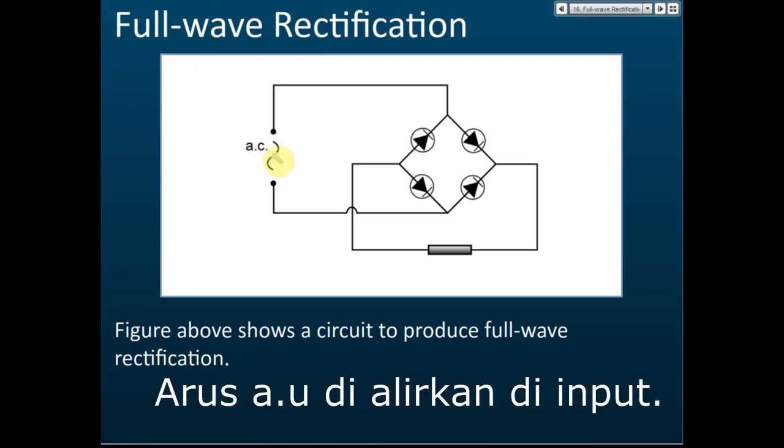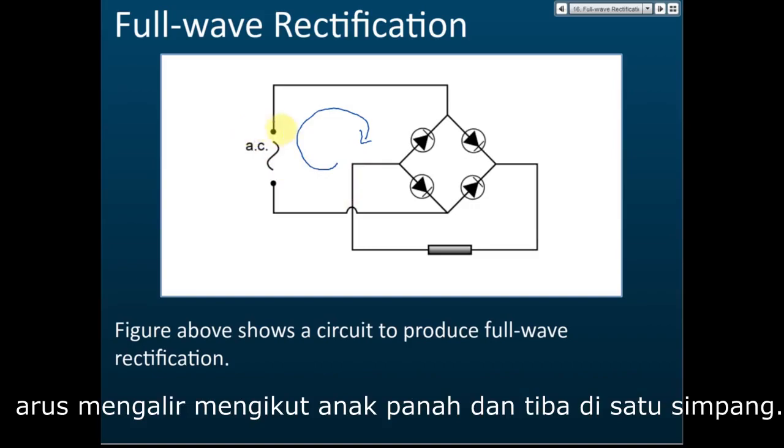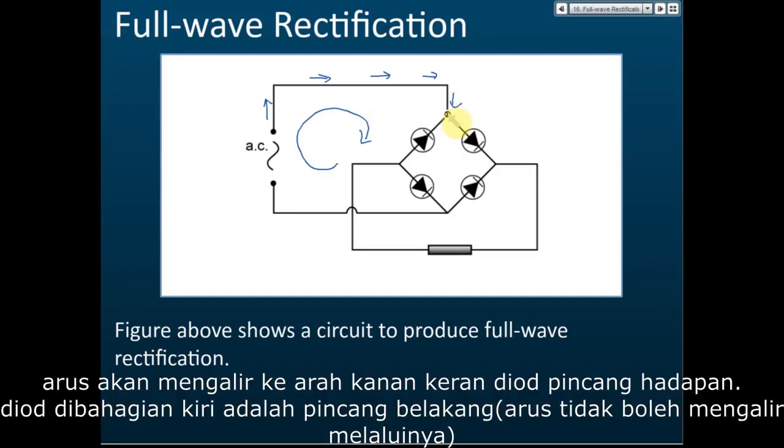Now first, this alternating current supply, let's say it is clockwise. So clockwise, the current flows up, goes to the left, goes to the right, and goes down. Now it comes to a junction here, the first branch, so it can either go to the left or go to the right.